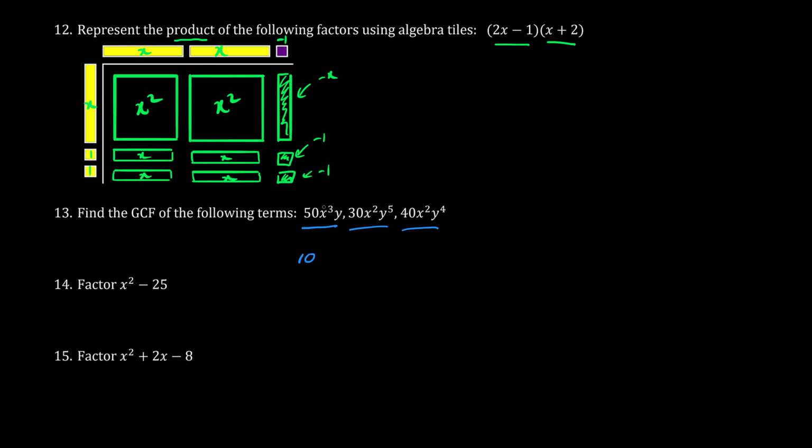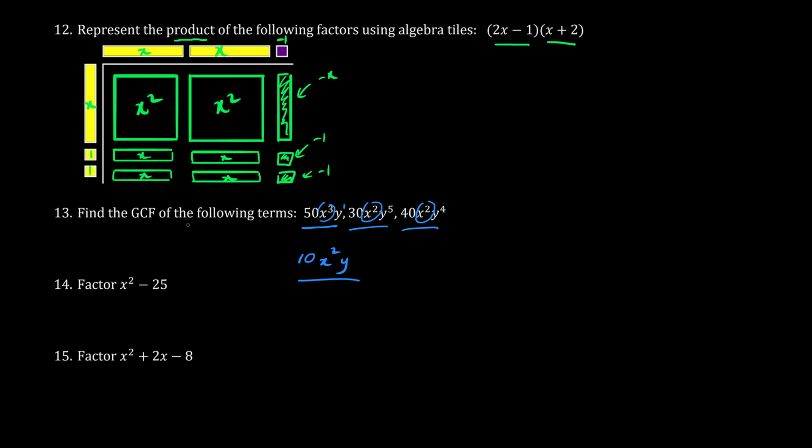Now next, focus on the first variable, x. What's the greatest x that we can pull out of x cubed, x squared, and x squared? We could simply pull out an x squared. Now finally for the y's, we have y to the 1, 5, and 4 here. We can only pull out a y to the 1 because y to the 1 fits into here, here, and here. It's the biggest thing we can pull out. So the answer is 10x squared y.